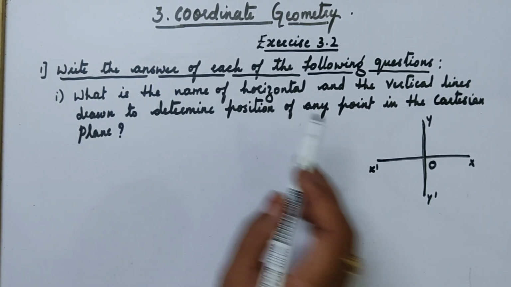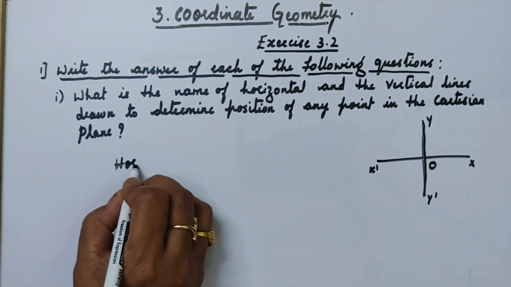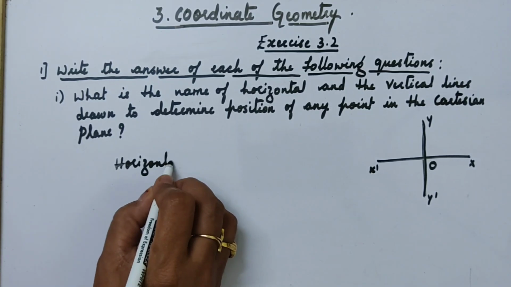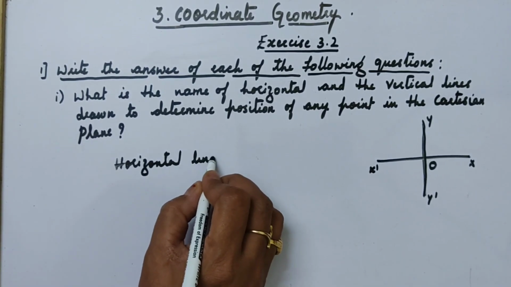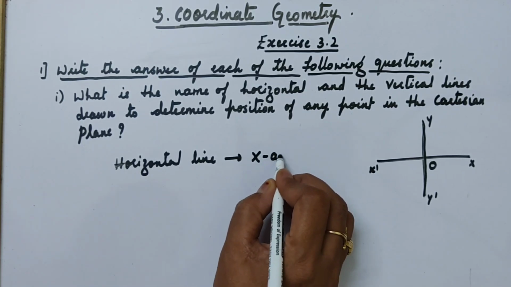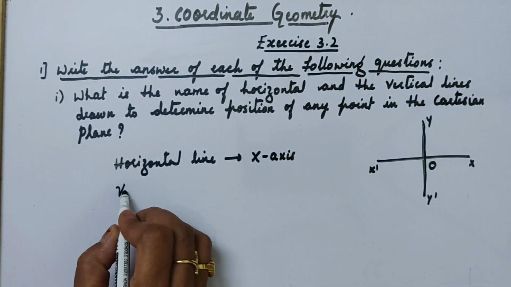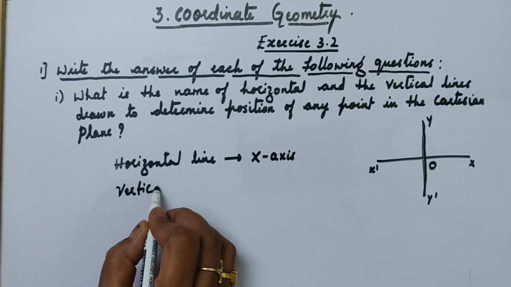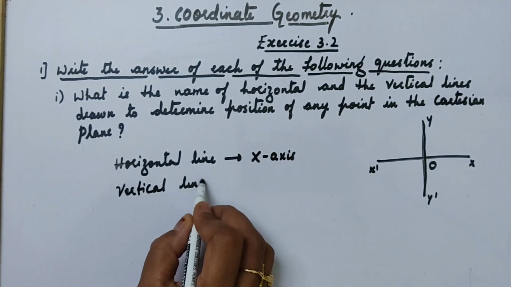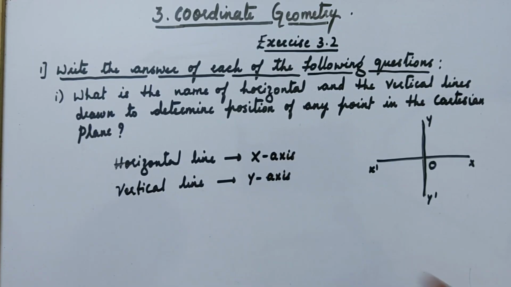Now, what is the name of the horizontal line? This horizontal line is called the x-axis. And the vertical line is called the y-axis.